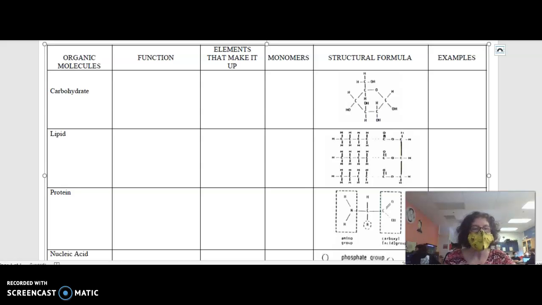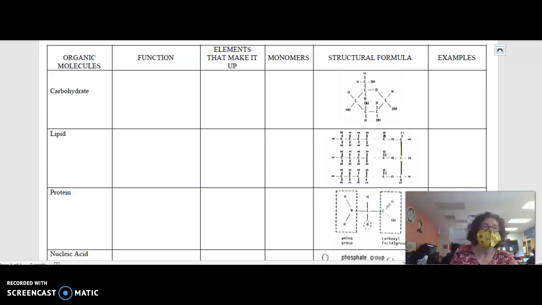Hi, I'm Mrs. Murdock, and we are going to be filling in part of the organic molecule graphic organizer today. We're just going to do the carbohydrates and lipids because that's what you've studied in class so far. So first of all, let's compare the elements that make up carbohydrates and lipids.